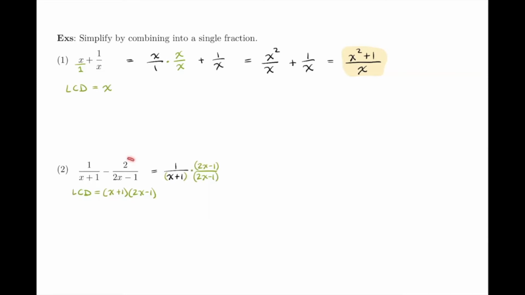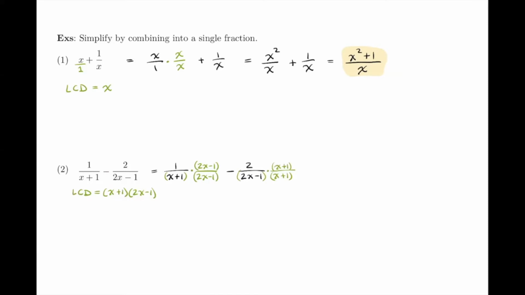Now my second fraction here, I am also going to need to convert this denominator to look like the LCD. So I keep a minus. The original fraction was 2 over 2x minus 1. And I'm going to need to multiply this one by x plus 1 in the denominator over x plus 1 in the numerator, or under, rather.